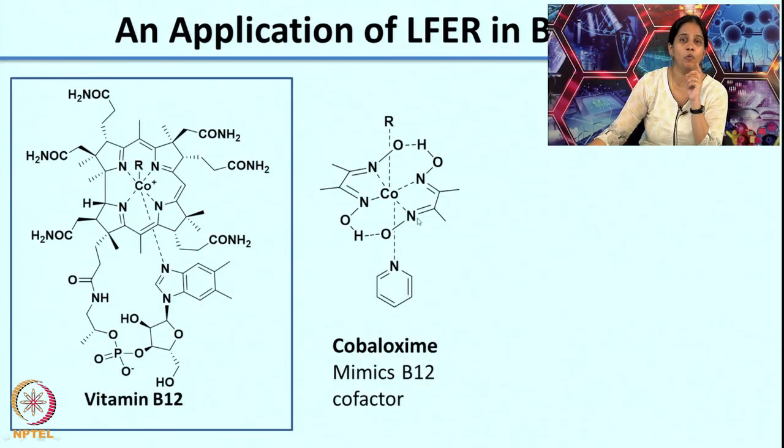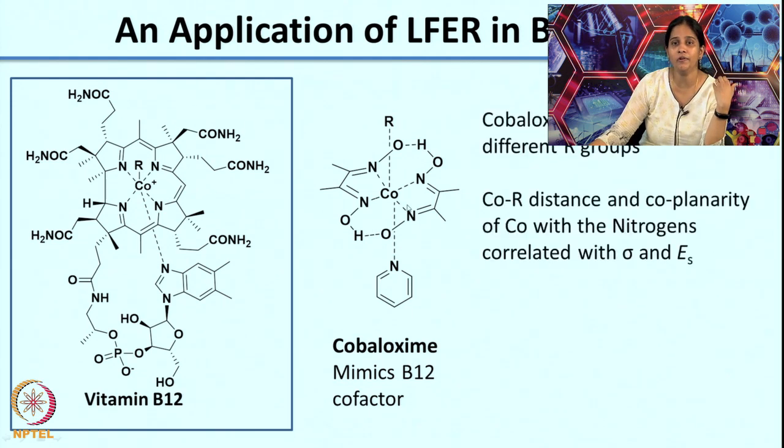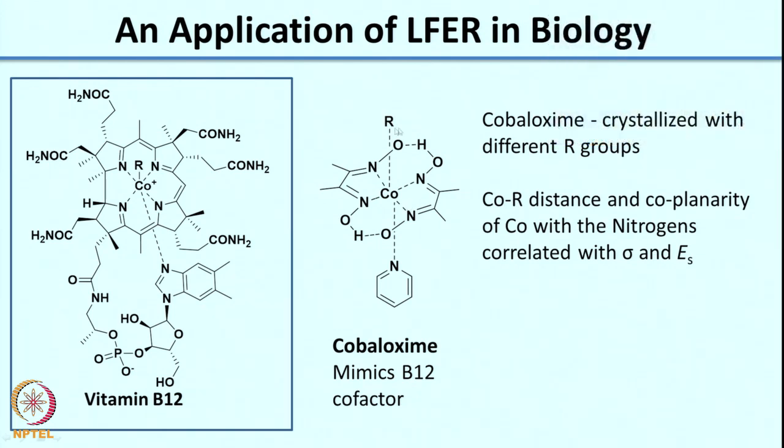Now, what scientists wanted to see is which would be a great mimic for vitamin B12. So, what they wanted to do is, they wanted to see how the R group has an effect on the properties of cobaloxime, and this in turn would give them some idea about the effect of R group on vitamin B12. So, what they did is, they crystallized different molecules where the R group was varied.